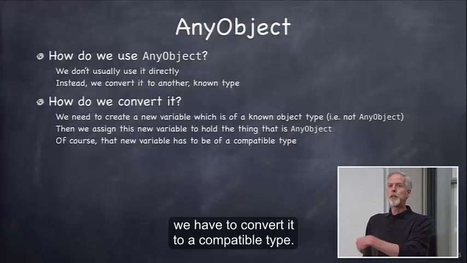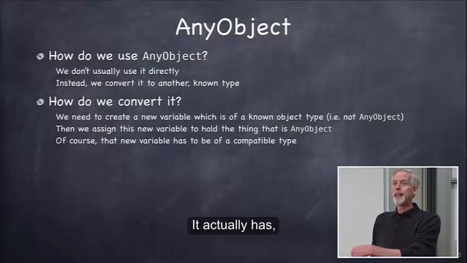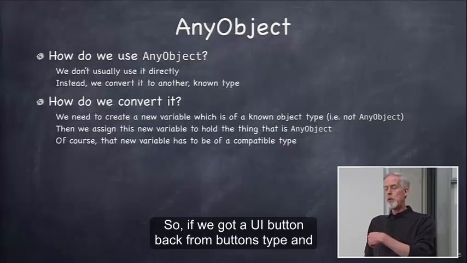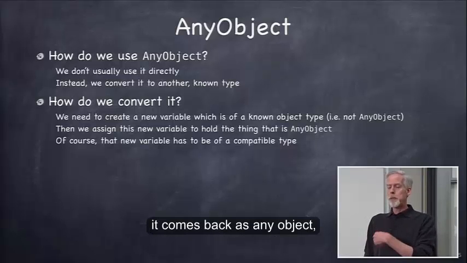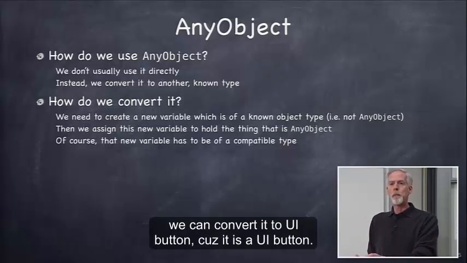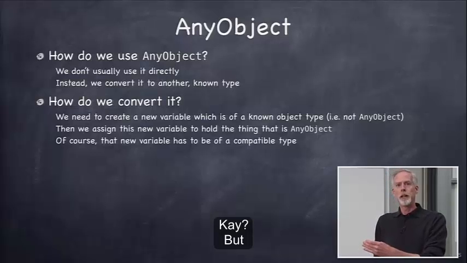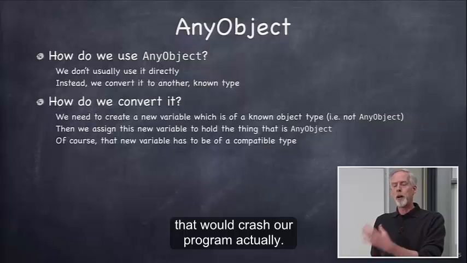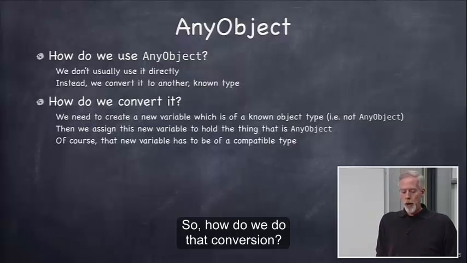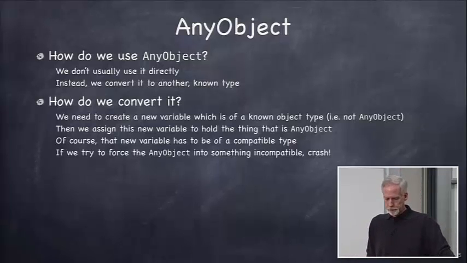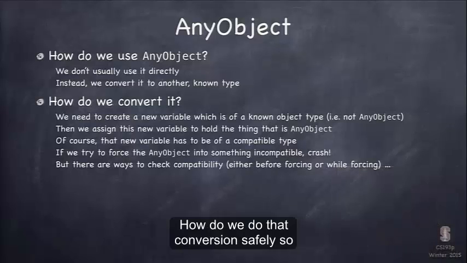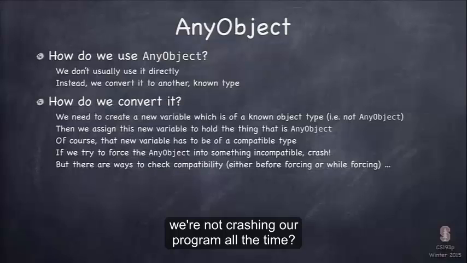Now, of course, we have to convert it to a compatible type. It actually has to be one of those things. So if we got the UI button back from button type and it comes back as any object, we can convert it to UI button because it is a UI button. But we can't convert it to a UI label. It's not a UI label, so that would crash our program actually. So how do we do that conversion? How do we do that conversion safely so we're not crashing our program all the time?